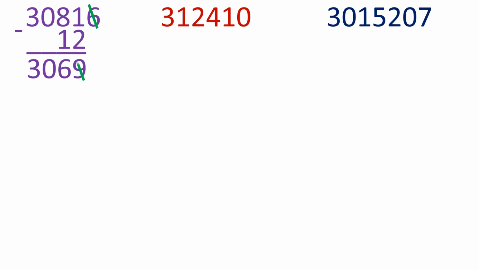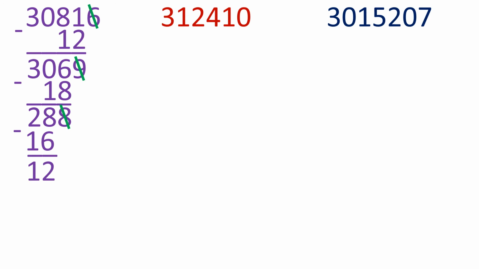So we will take the last digit, multiply it by 2, and subtract from the remaining number, which becomes 306. And so the difference is 288. Continue. Take the 8, multiply it by 2, then subtract. So the difference is 12. And having this 12 is enough for us to know if it's divisible by 7, which is actually not. So that means 30,816 is not divisible by 7.